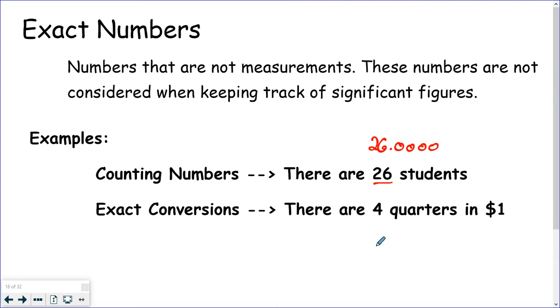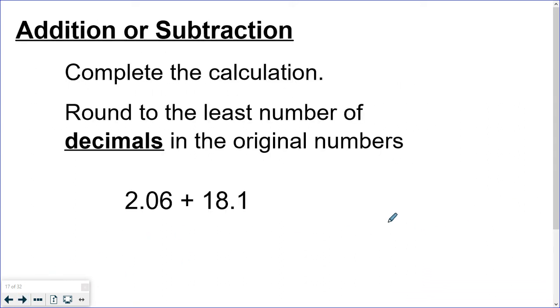Exact conversions are treated that way. There are exactly 4 quarters in $1. Nothing more than 4 quarters and nothing less than. And we just write 4 and 1, but we mean exactly 4 and exactly $1. And so that has infinite precision with it. It's infinitely precise. So when we're doing math with these numbers, we have a couple rules.